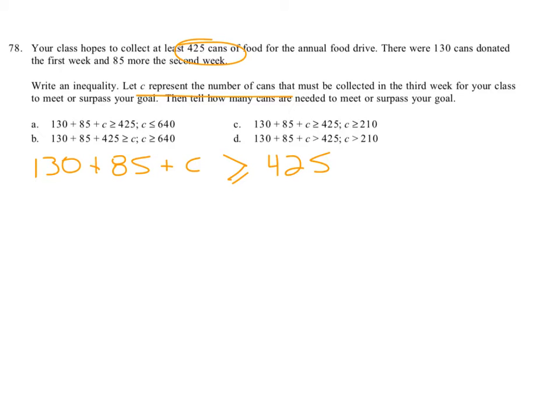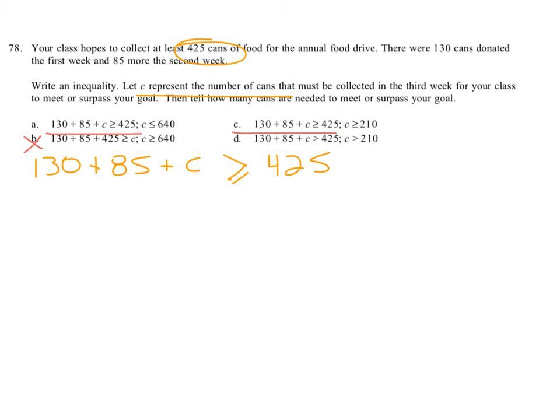And where do you see that? Well, I see it here as the first part of that, and I also see it here as well. Okay, it's not going to be this one because this one has 425 on that side, and that plus that is going to go way above what we need to collect in the third week. Okay, so it's not going to be B.